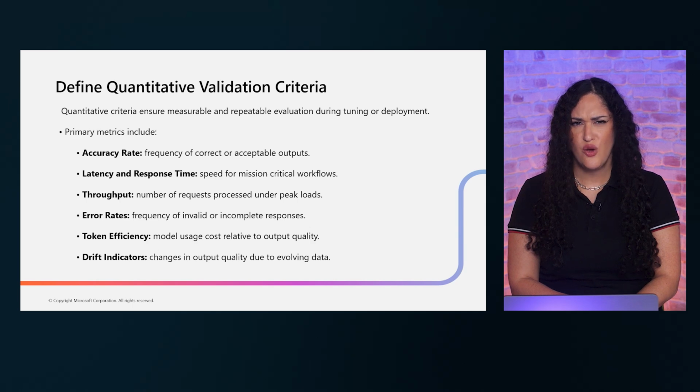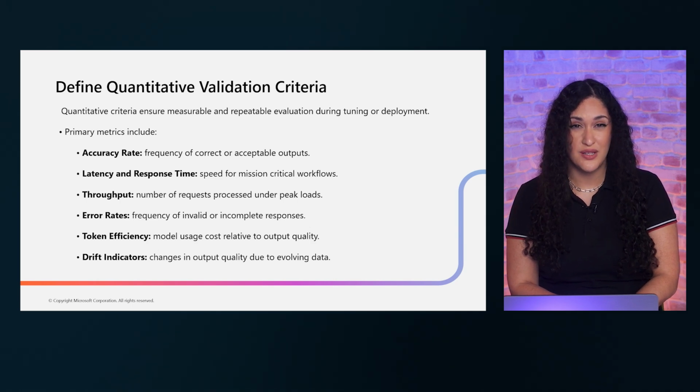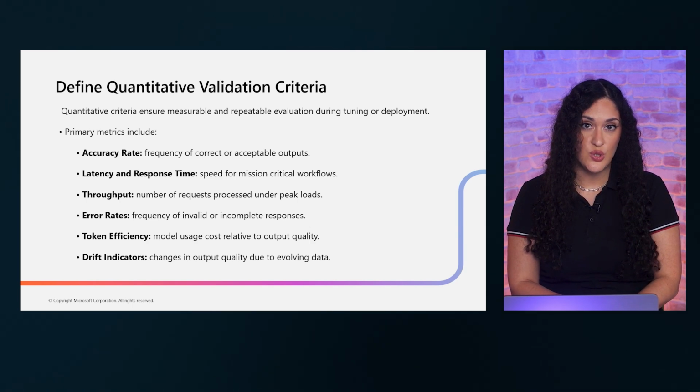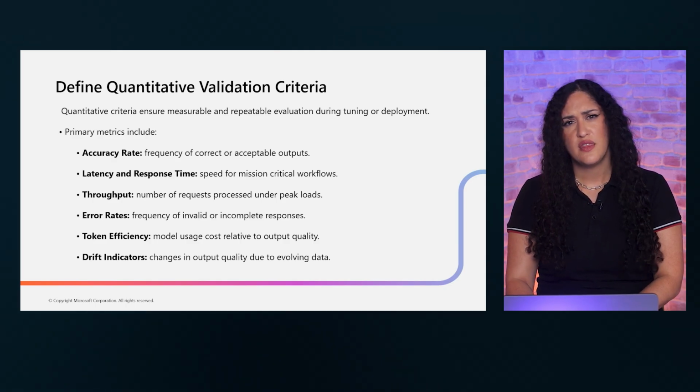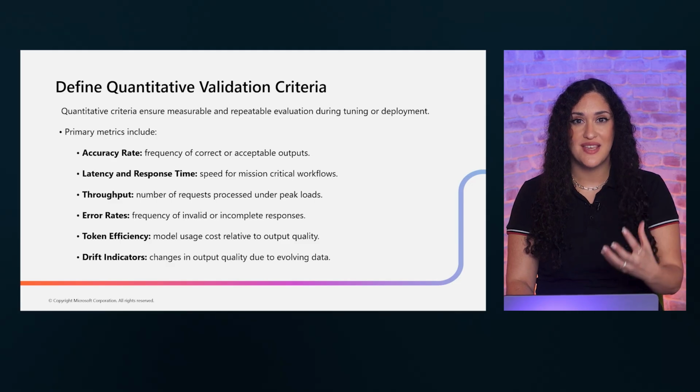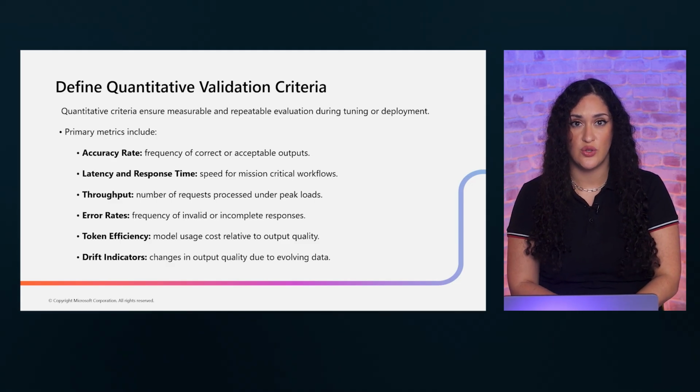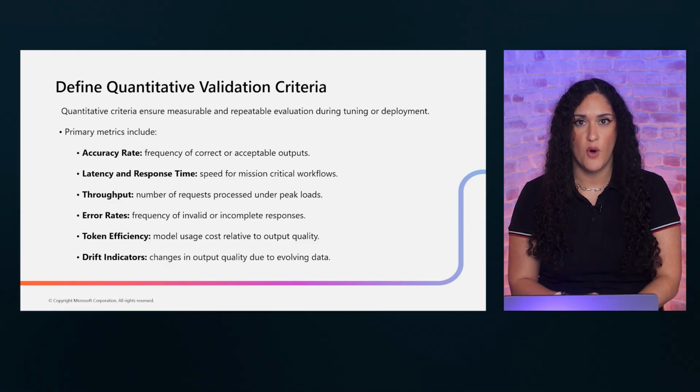Error rates. How frequently do you see invalid or incomplete responses? Token efficiency. What is the cost relative to output quality? And drift indicators. Is output quality changing as data evolves? The best practice is to establish baselines for each metric during initial validation. Then monitor for drift continuously. Models degrade over time, your criteria should catch that early.